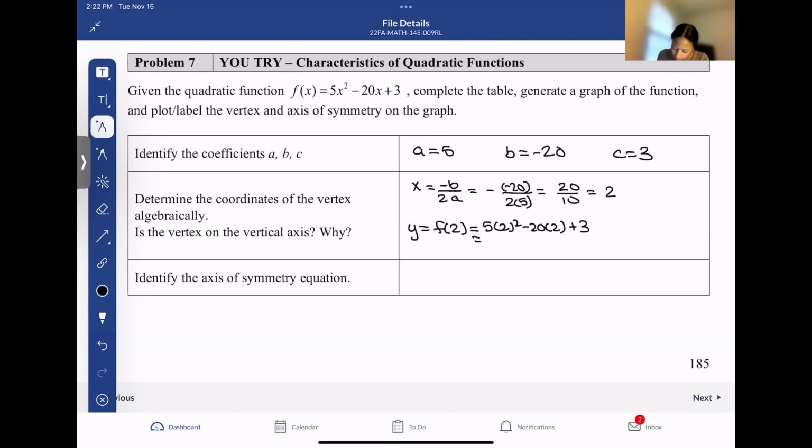That would be 20 minus 40 plus 3. Negative 20 plus 3 is negative 17. All right, now we want to put these two things together. X equals 2, y equals negative 17. We want to write our vertex as a point, an ordered pair. So the vertex is 2, negative 17.